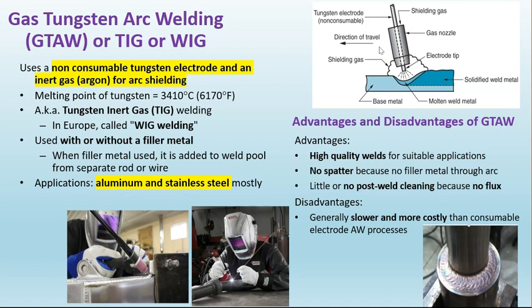This is the diagram for the GTAW, in which the gas comes straight from the welding gun. The advantage of GTAW is high quality welds like this, very neat, with no spatter. It's clean welding because there's no filler metal through the arc. They only use the filler here, and there is little or no post-welding cleaning because no flux is involved. The disadvantage is a slower process and higher cost.